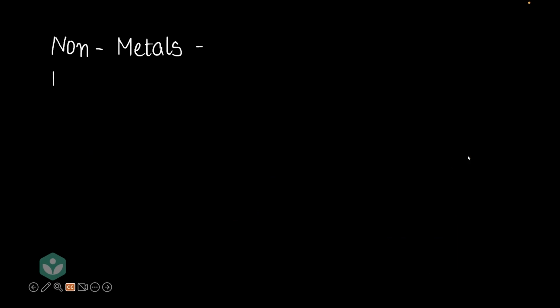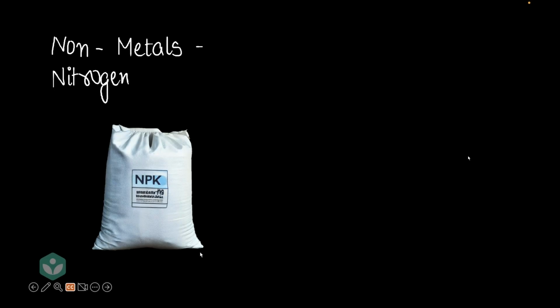Nitrogen is often used in fertilizers. This NPK fertilizer, which is a pretty popular fertilizer, has nitrogen, phosphorus, and potassium. So that's two nonmetals and one metal. NPK is useful for a variety of plants, and so it's pretty popular.